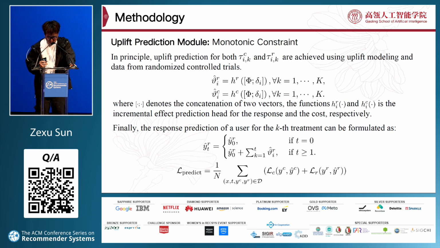To ensure the monotonicity, we propose a multi-treatment effect estimation model with a monotonic constraint. We model the incremental effect between two adjacent treatments and obtain the predicted uplift through accumulation.